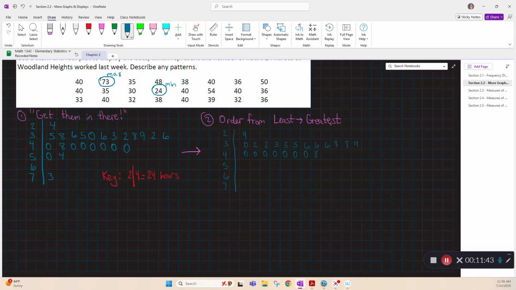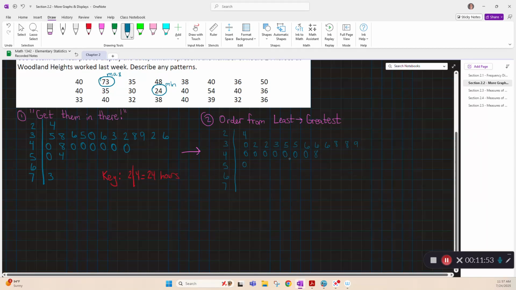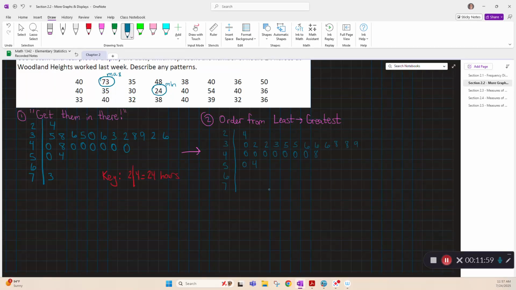Notice how I'm keeping these lined up. I'm not spacing them out. Like on the 5, I don't want to put the 0 here and then say, oh, I'll put the 4 way out here. No. Keep them lined up, because this will help you determine the shape of the distribution when we start talking about the shape of a distribution. So keep them lined up. That's what I'm trying to do here.